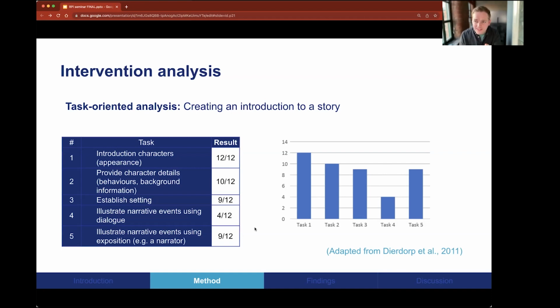Is it that they just didn't want to do it? Is it that they couldn't do it? Is it that there wasn't enough scaffolding provided? Was it not relevant? And from there, we can think about how we reconfigure instruction, scaffolding materials, or use different activities. That's just an example for storytelling.